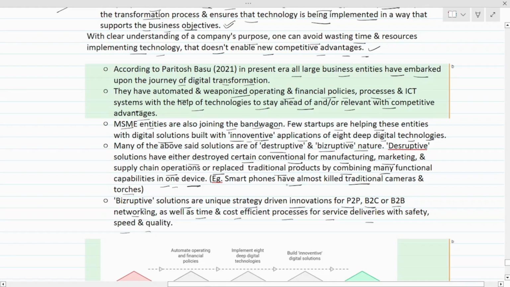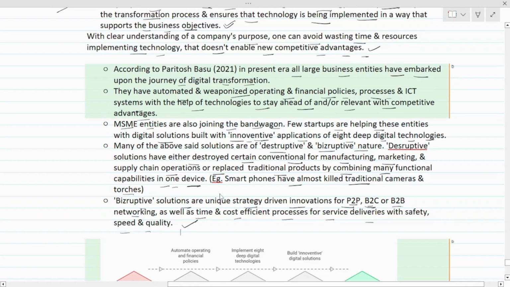So when we talk about disruptive, what they have done is they have destroyed the conventional ways of manufacturing, marketing and supply chain operations, and they have replaced traditional products by combining many functional capabilities in one device. The best example is your smartphones replacing traditional cameras and torches. Whereas disruptive solutions are unique strategy driven innovations for P2P, that is peer to peer, B2C, that is business to consumer, and B2B, that is business to business networking, as well as time and cost efficient processes for service deliveries with safety, speed and quality, right?